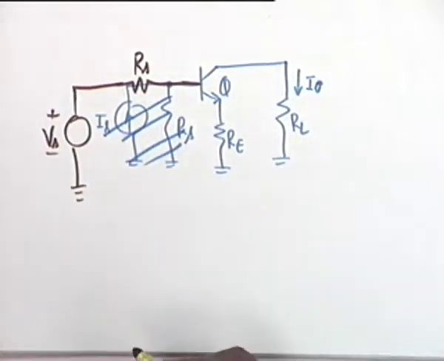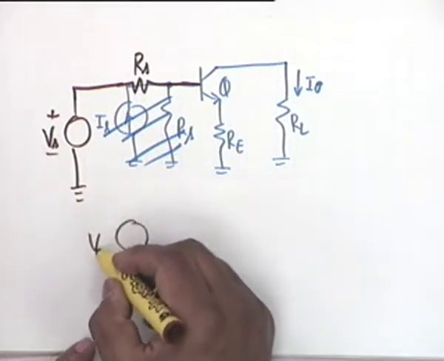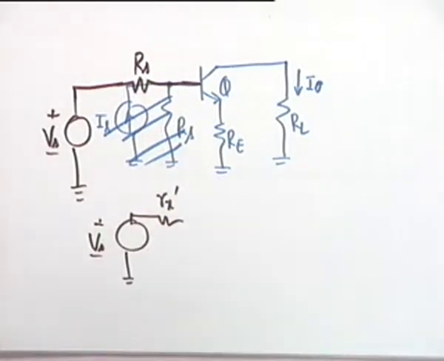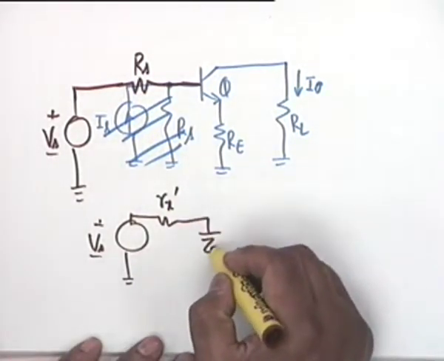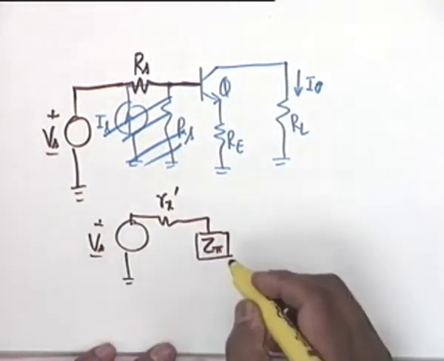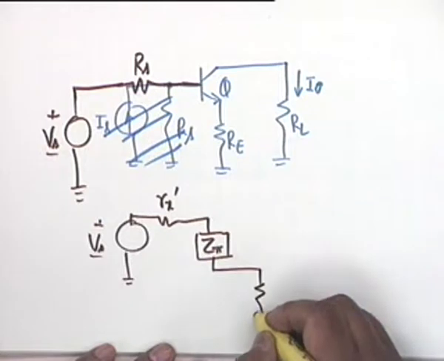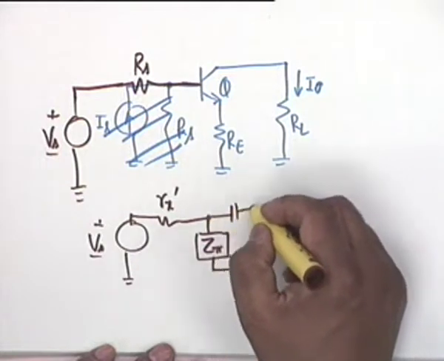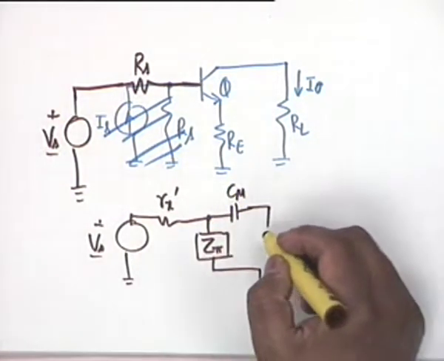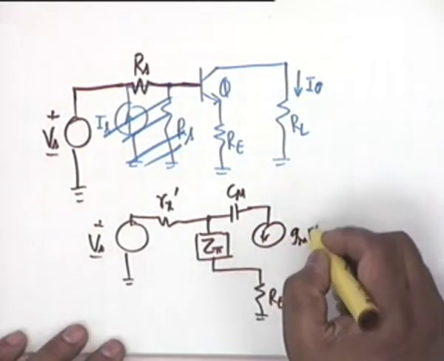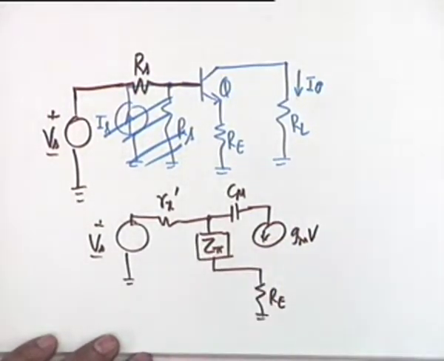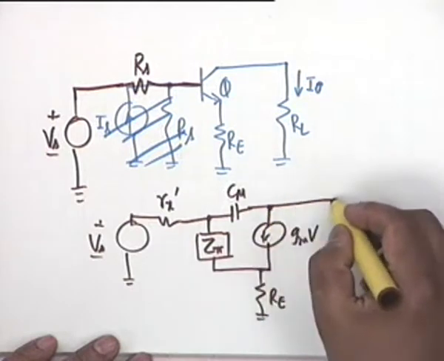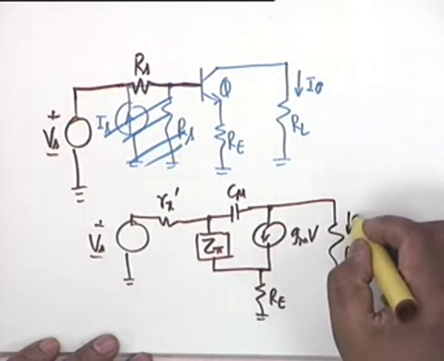We had drawn the equivalent circuit, and the equivalent circuit was Vs, Rx prime, which is equal to Rx plus Rs. Then we have a Z pi, which is the parallel combination of R pi and C pi. Then we have Re, which goes to ground, and we have C mu, and a current generator GMV, and the load resistance RL.